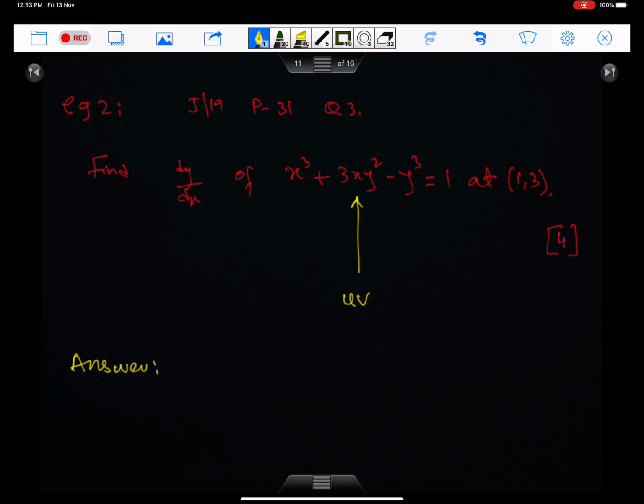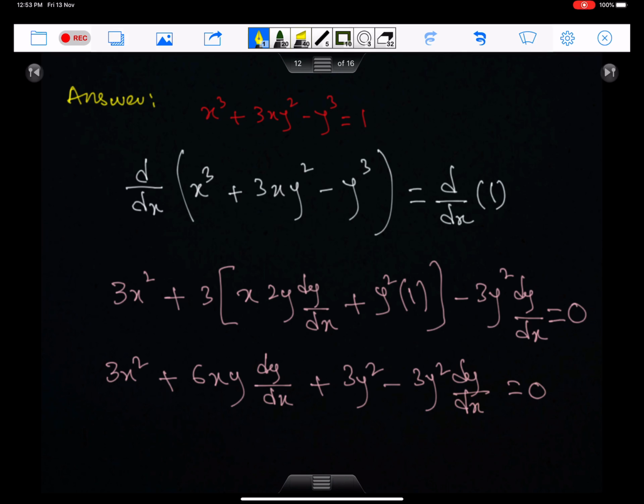Last question of this lecture, example number 2, June 19, paper 3-1, question 3. This is a routine question. We need dy upon dx of this equation, the implicit function at 1, 3. And in this equation, this is uv, xy square. So this is a routine question. This is step number 1. Differentiate this carefully. This is uv.